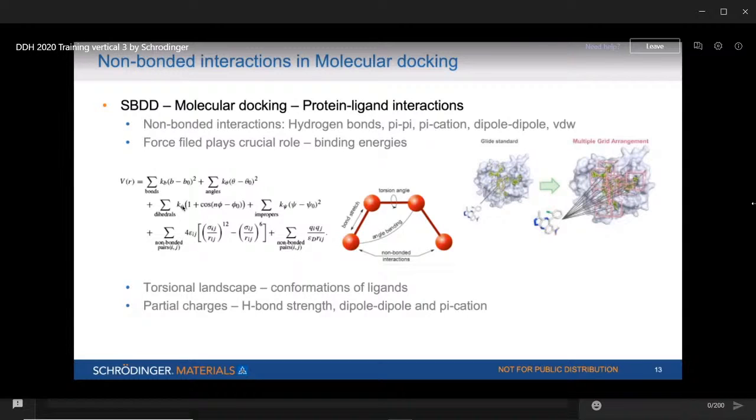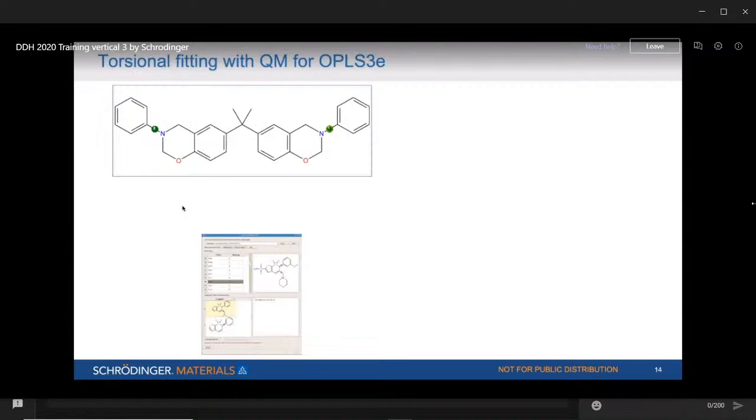If these things are not done in the proper way, the binding energy calculations that we are doing at the molecular level have to be revalidated, cross-examined with some other tool, or benchmarked, and then you have to go for the actual study. Okay, so what is the impact of the torsional scan? That's what we are going to show in this slide.